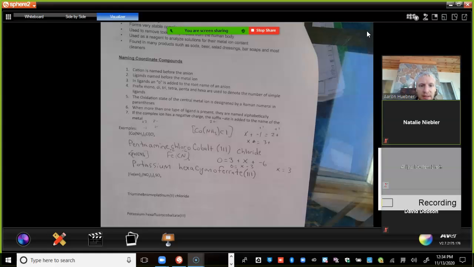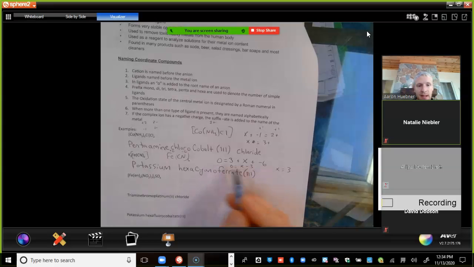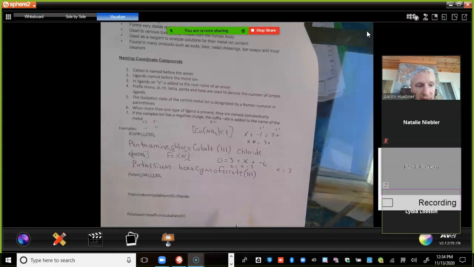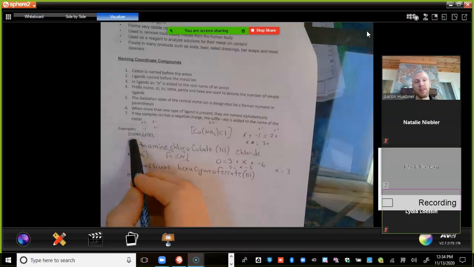Questions on how I got the charge for iron? So when in doubt, just write the math out. Mr. Huebner, how do you know it's supposed to be a 0 charge overall? Oh, because a coordination compound is balanced. So it's just like an ionic compound, NaCl, overall 0 charge. All coordination compounds are 0 charge. Okay. The thing that's not going to be a 0 charge is the complex ion portion of it.